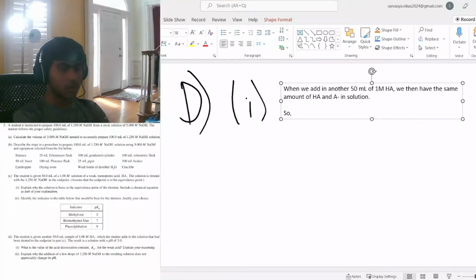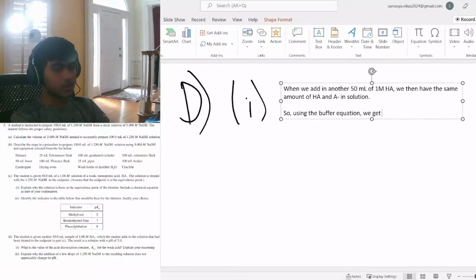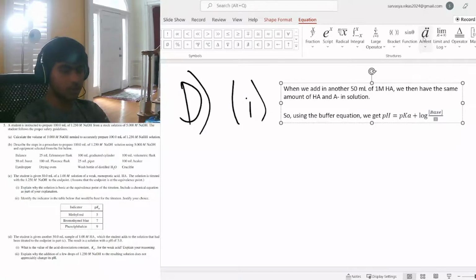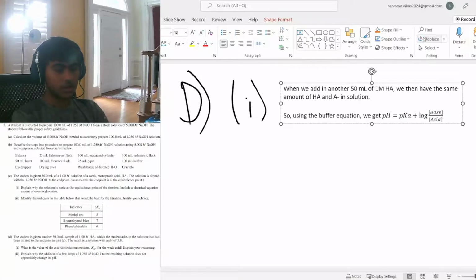So using the buffer equation, we get, buffer equation, of course, is the pH equals pKa plus log of concentration of base over concentration of acid. Alright, so that's the buffer equation.